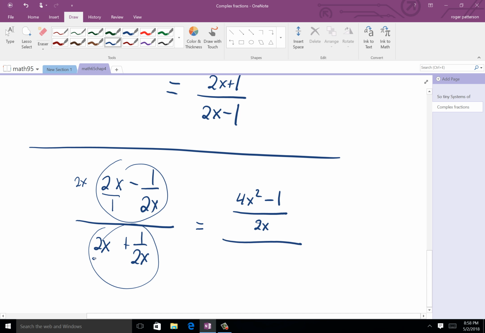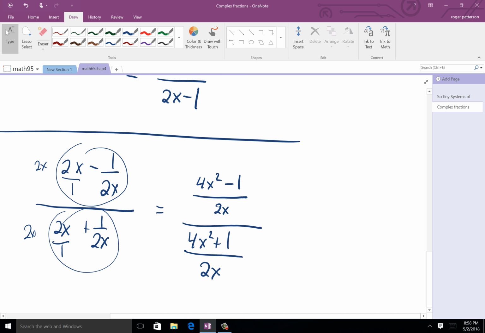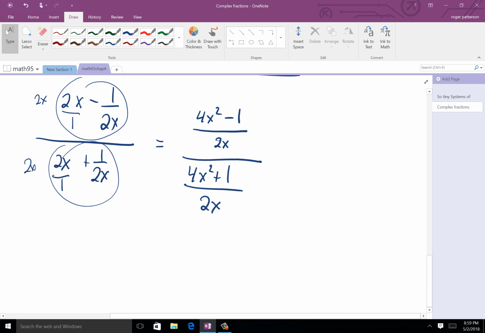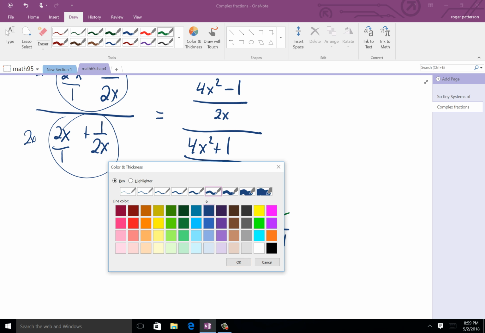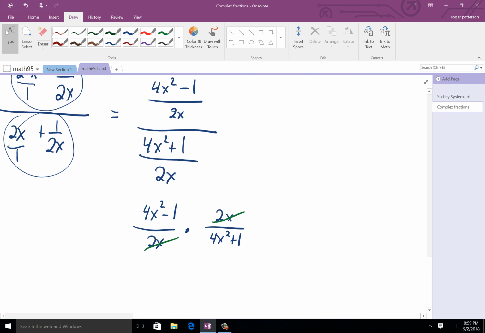Work on the bottom. Same thing. Multiply by 2x. So I end up with 4x squared plus 1 over 2x on the bottom. So now here's where I'm going to flip and multiply. So I'm going to take this here. Multiply, remember, I'm going to flip. Now I see right away the 2x's are going to go away. However, nothing else is going to cancel.